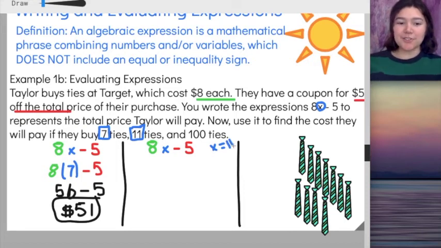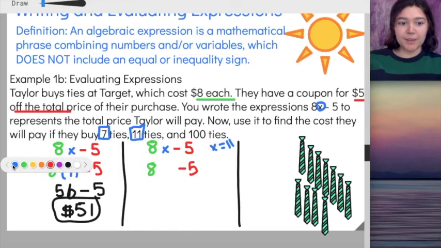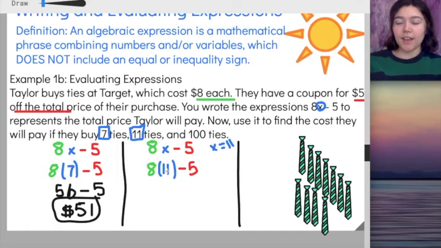Okay, so now I'm going to do just like what I did before. I'm going to rewrite all the parts of my expression that do not have to do with x, that don't have to do with the variable that I'm evaluating. Evaluate this expression for x equals 11, so I'm going to substitute in 11 where I had x. In other words, I'm replacing x with 11, again with parentheses around it to remind ourselves that we're multiplying. So what this means is 8 times 11 minus 5.